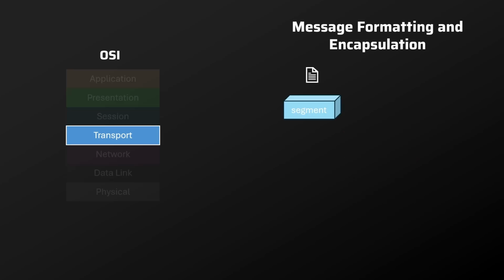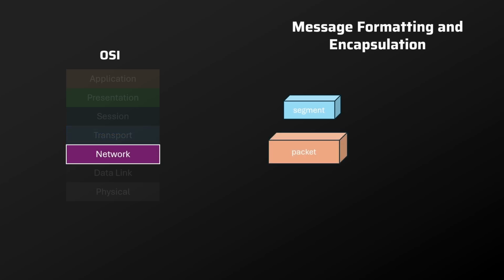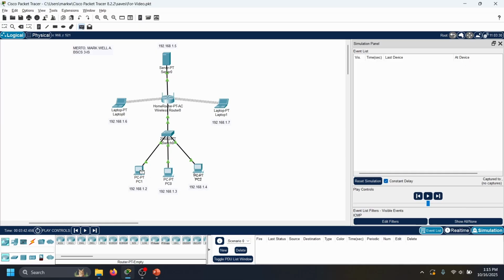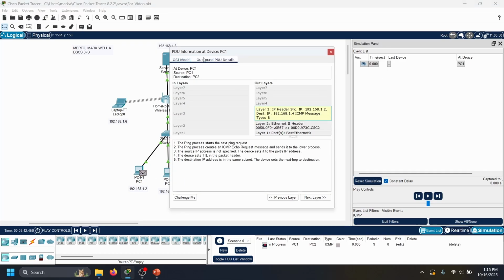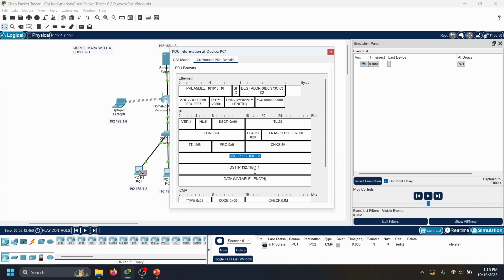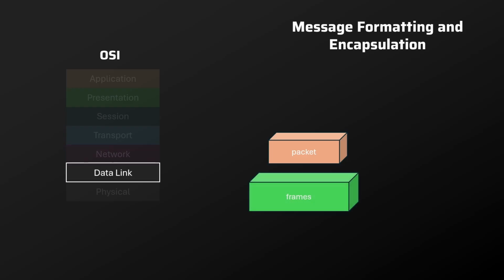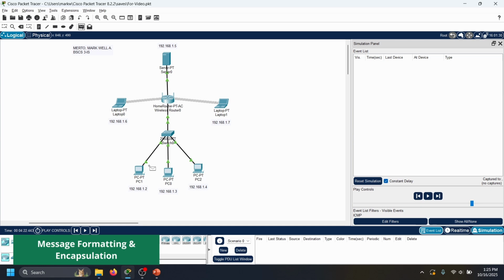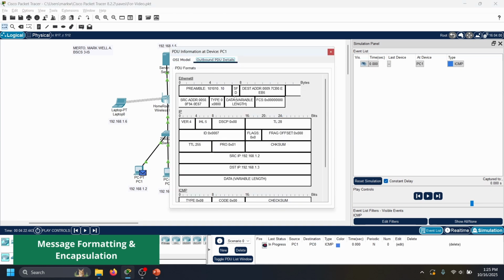Encapsulation happens in the transport layer, where data is broken down and encapsulated into something called segments. These segments then go to the network layer, where they are encapsulated again into something called packets, with additional headers where the IP address of source and destination is stored. And lastly, these packets move to the data link layer, where they are encapsulated again into something called frames, with additional headers in which the MAC address of the source and destination is stored.